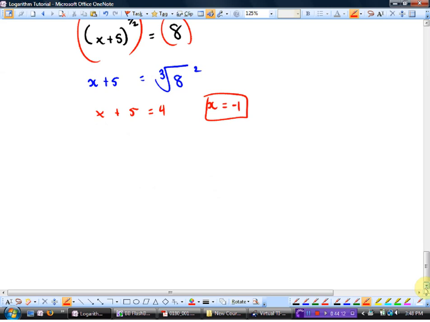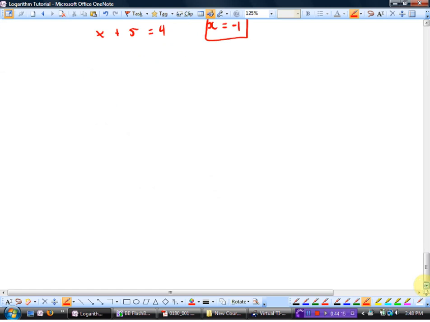Then we did exponential equations, and there were two types. There were questions that we could rewrite by changing them all into a common base, and then there were ones where we had to pull out the logarithm. Here's the first type. 8 to the 3x plus 1 equals 16 to the 4 minus x.